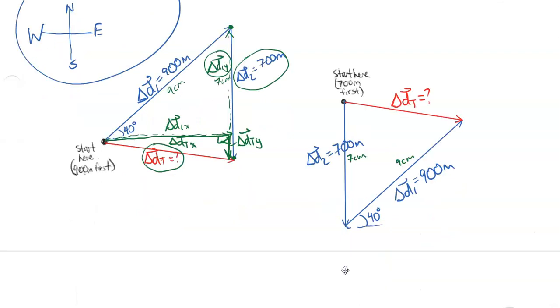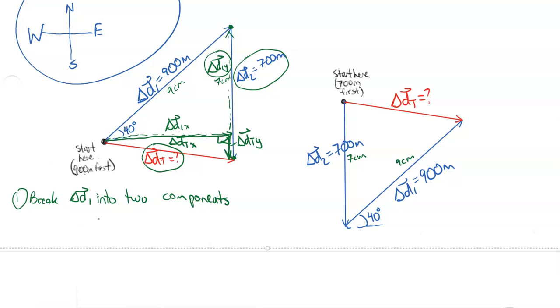So the first thing I want to do is break delta d1 into its two components. So the first thing is break the first displacement into two components. We don't need to break the second one because it's already only in the y component. If it was also at an angle, we would have to break that one up as well. So what we're going to do is say delta d1x and delta d1y.